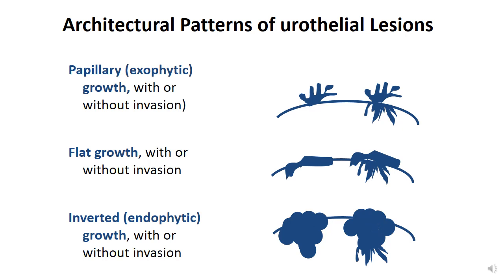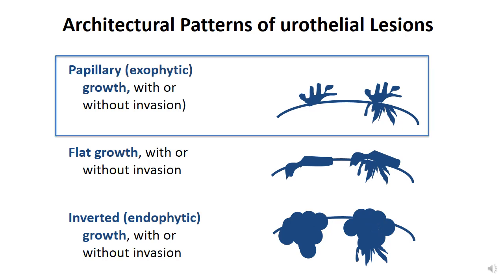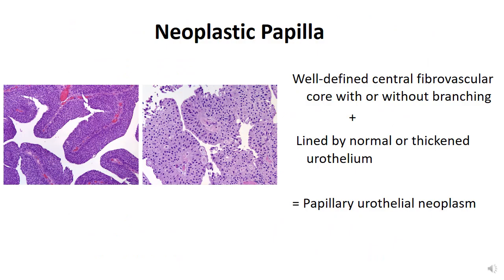So first we will talk about the papillary process, which is the most common pattern that you are going to encounter. Now, what is the definition of neoplastic papilla? So when you have a well-defined central fibrovascular core with or without branching, and it is lined by normal or thickened urothelium. Here are the two examples for that. That is the definition of papillary urothelial neoplasm.